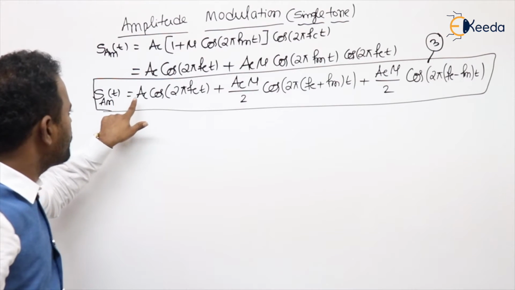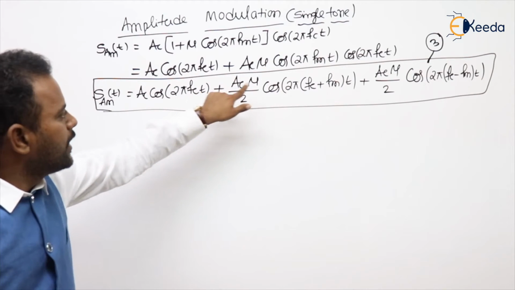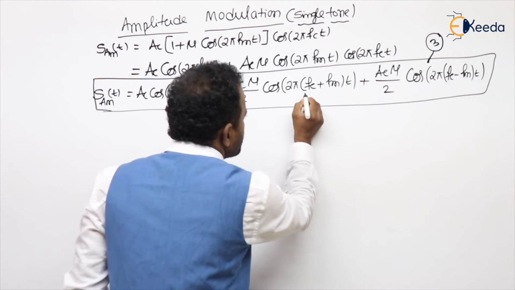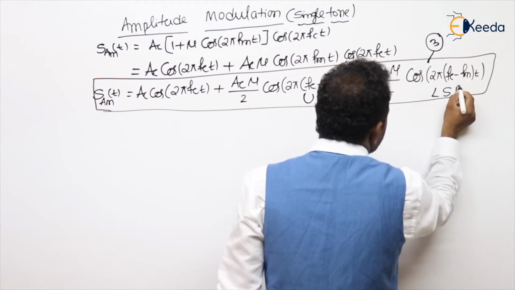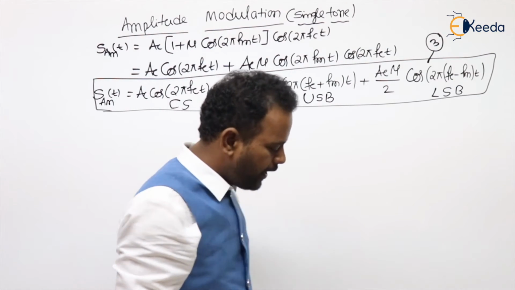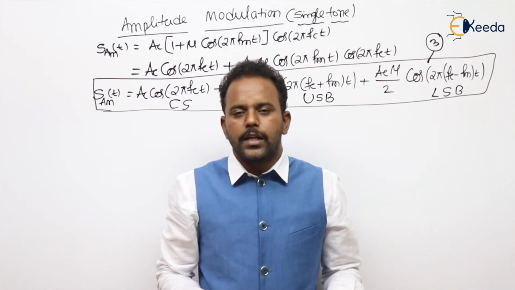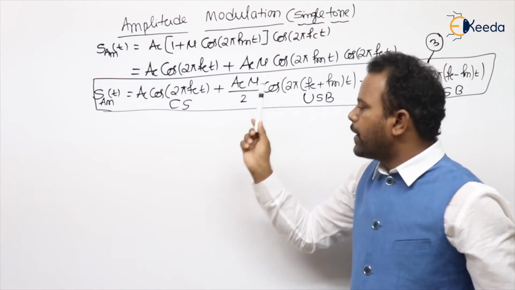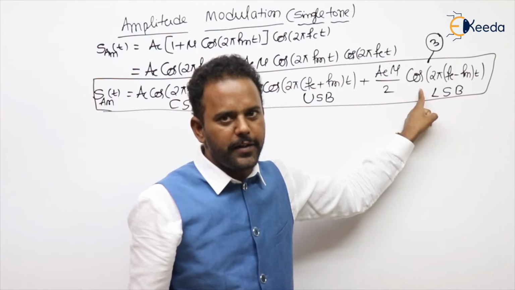What is there? s_AM(t) equals A_C cos 2 pi f_c t, the additional carrier. The frequencies above f_c are called the upper side band. Frequencies below f_c, the lower side band. This is the additional carrier term. So finally, in the singleton AM equation, we have the carrier, upper side band and lower side band. Are you getting my point or not?